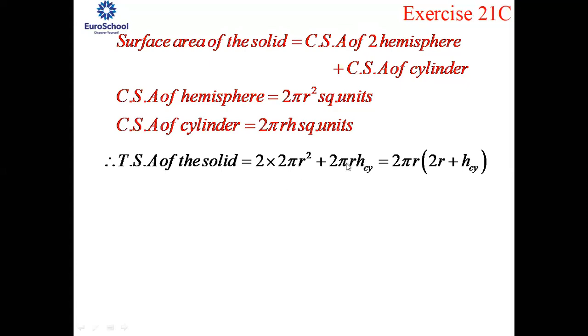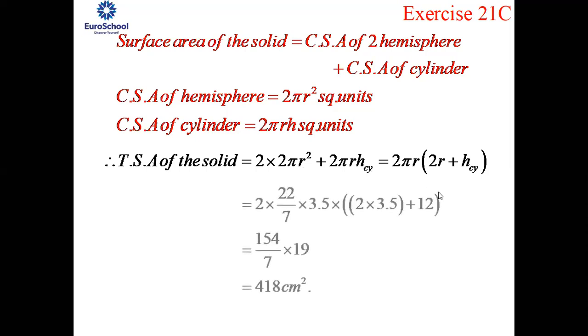Here again, when you look at it, 2 is common to both terms, pi is common to both terms, and r is common to both terms. So we have taken 2 pi r common, and what is left in the first term is 2r plus hcy. We know the values of r and the height of the cylinder, so we substitute them and end up with the answer.